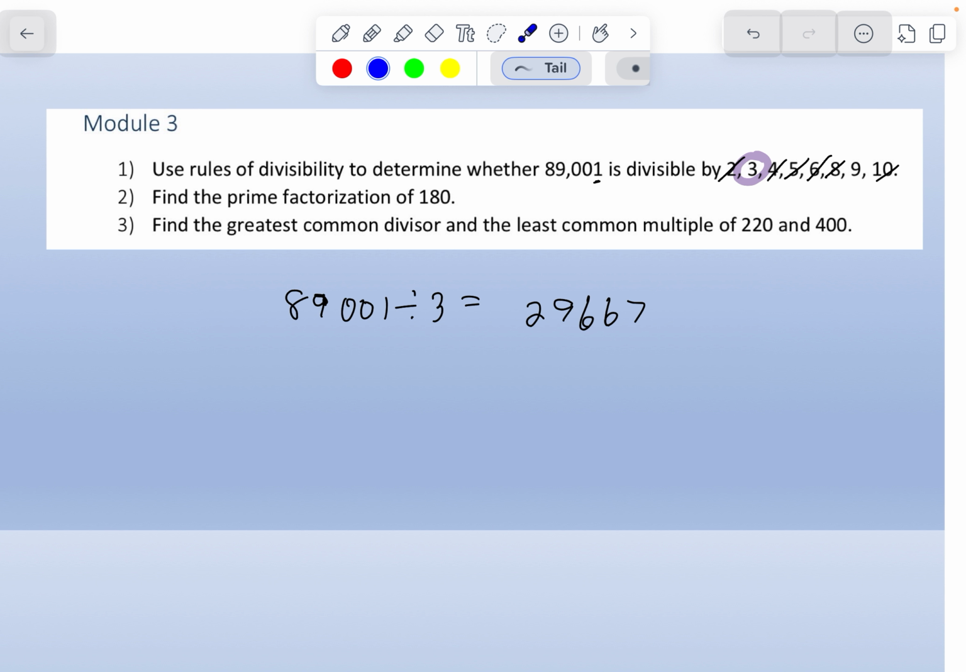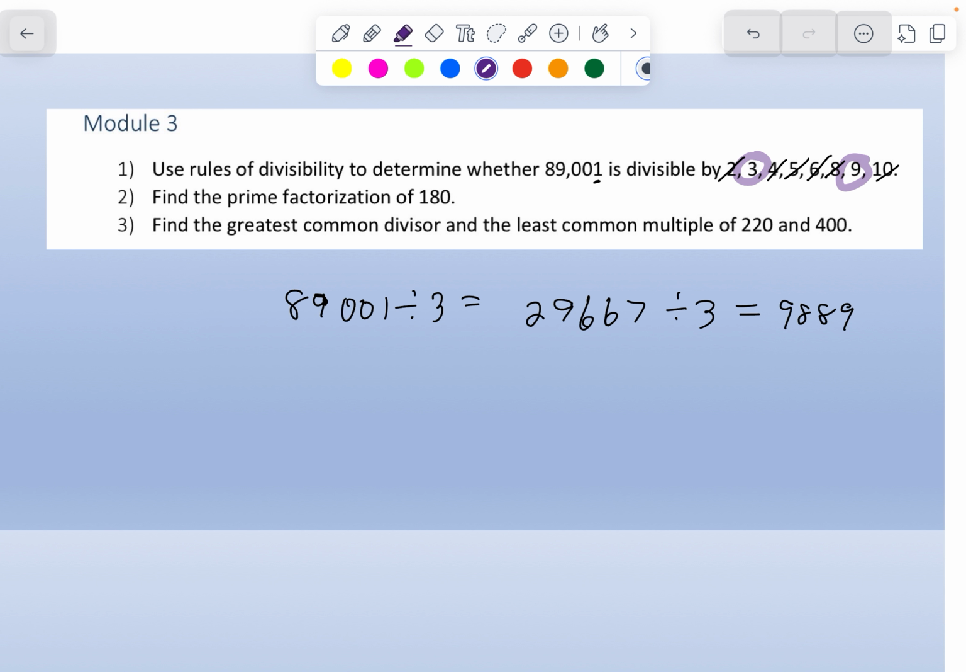Those digits add up to a number divisible by 3, so we should be able to divide it by 3 again, evenly. Because if you divide it by 3 twice, 29,667 divided by 3 is 9,889. So 9 is also divisible. And then I would try, does 3 work again? It doesn't, but there you go.